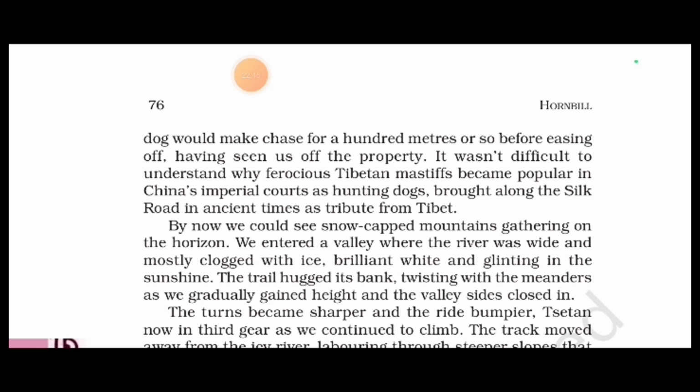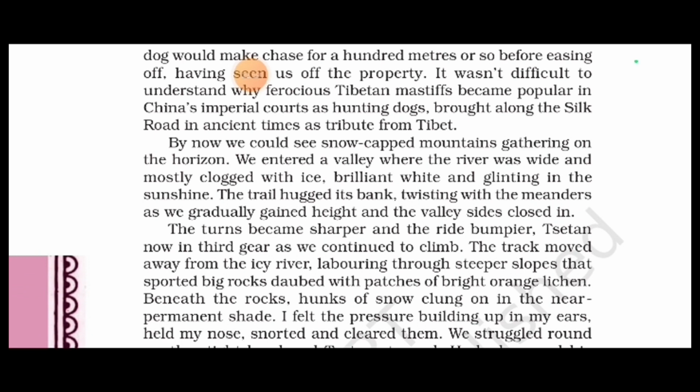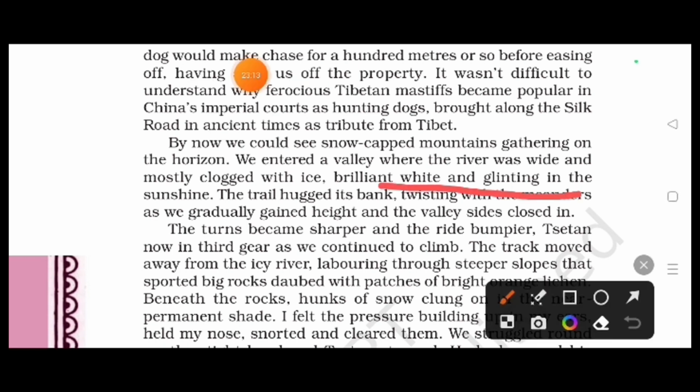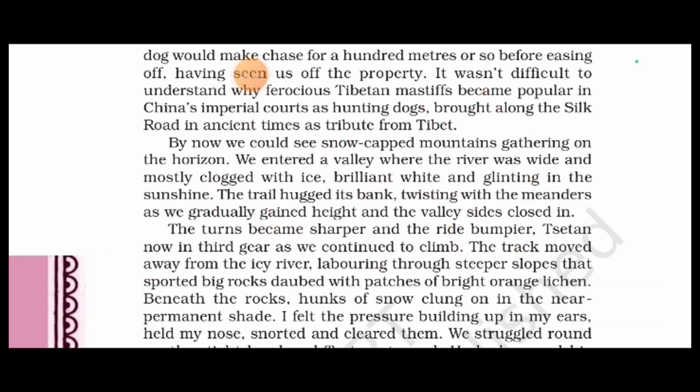Now Silk Road refers to the route that was a famous and popular path for trade between China and especially European countries or other countries. By now we could see snow-capped mountains gathering on the horizon. Now what is a horizon? See, this is the land and here we could say water and here is the sun. So this part, children, is the horizon, right? Okay, are you clear?